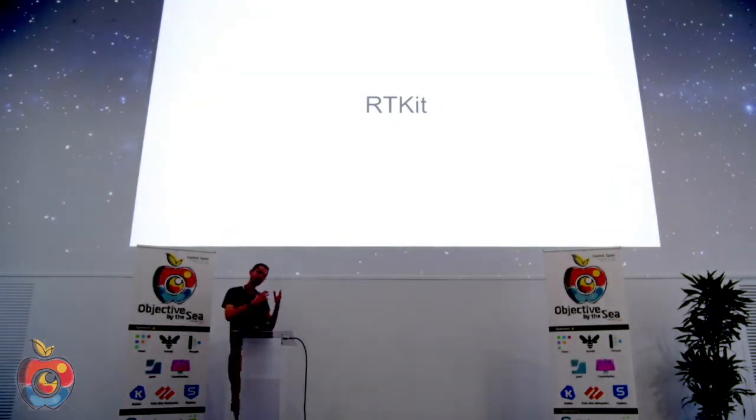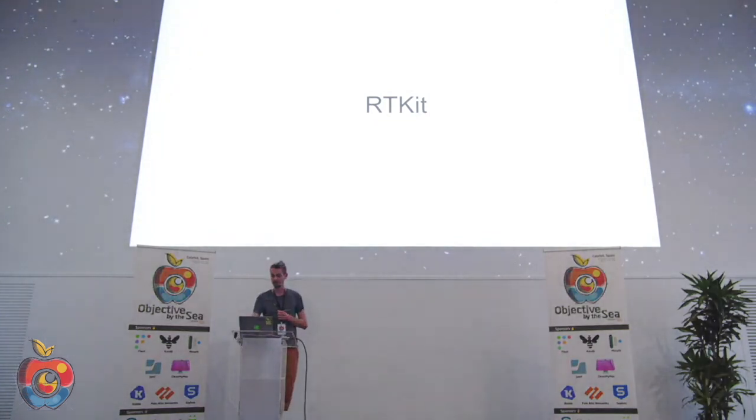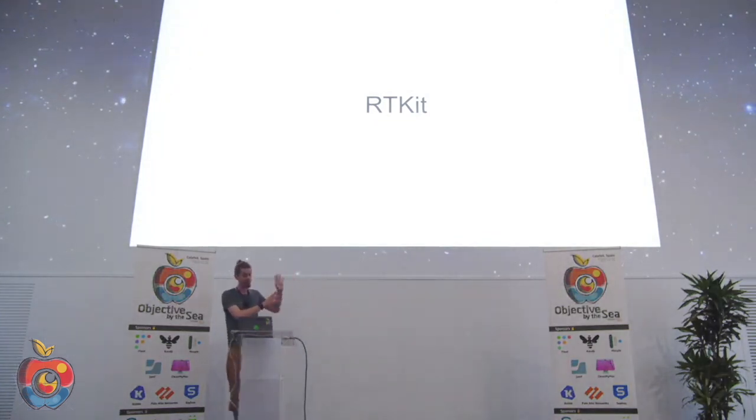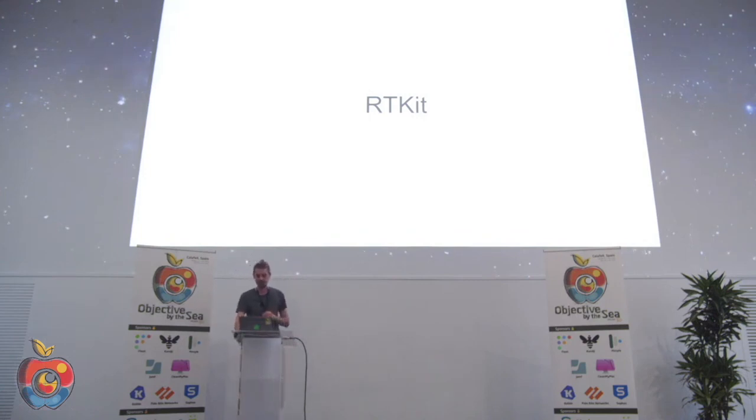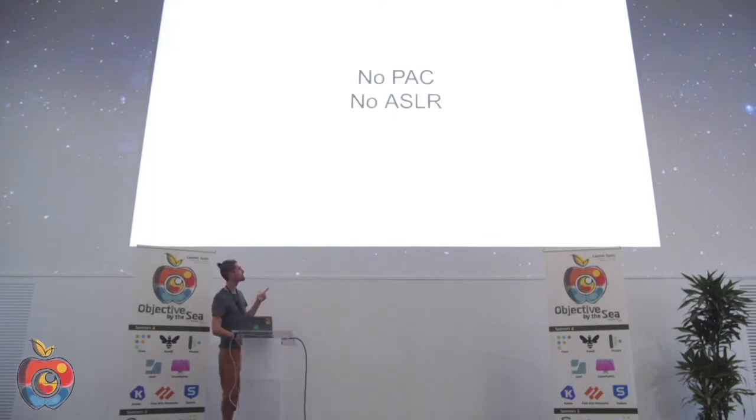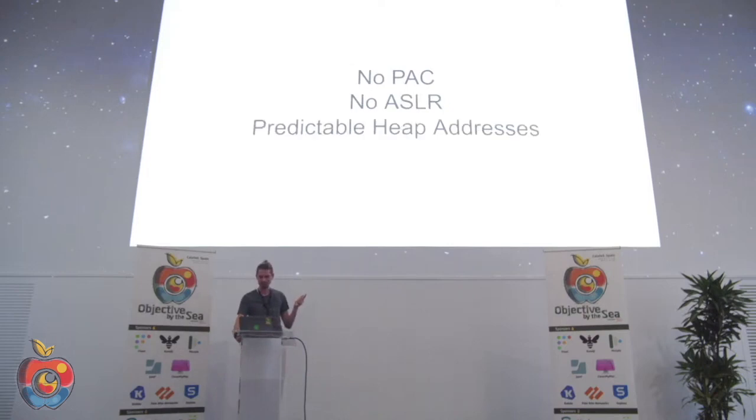And for the purposes of this talk, the things which are most interesting is that, unlike those bigger cores that we saw earlier on the M1 and the A14, this one, RTKit, has no pointer authentication. It has no address space layout randomization. It has predictable heap addresses.